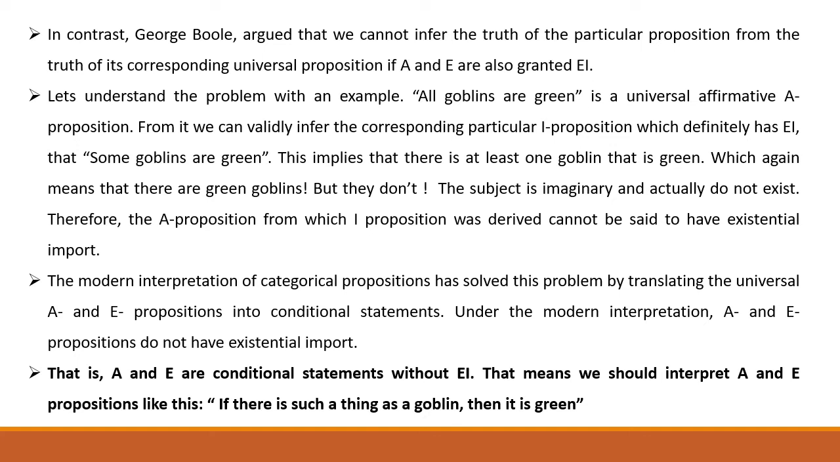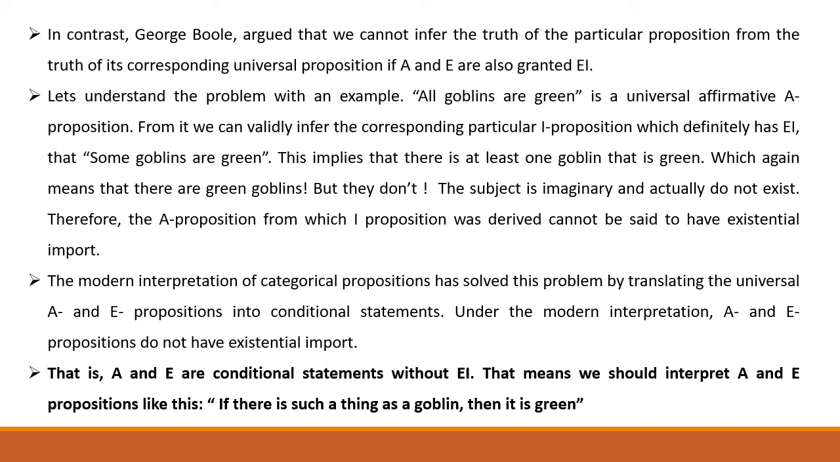The modern interpretation of categorical propositions has solved this problem by translating the universal propositions A and E into conditional statements. So what is meant by this? A and E are not supposed to have existential import. So when I say all S is P, what am I supposed to understand? That S doesn't exist, okay, fine. Then how do I interpret this statement? We are supposed to understand it as a conditional statement: if there is S, then it will be predicated with P, something like this.